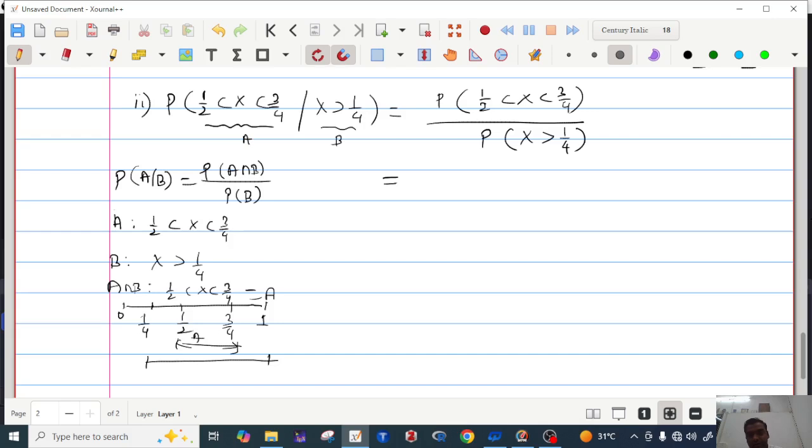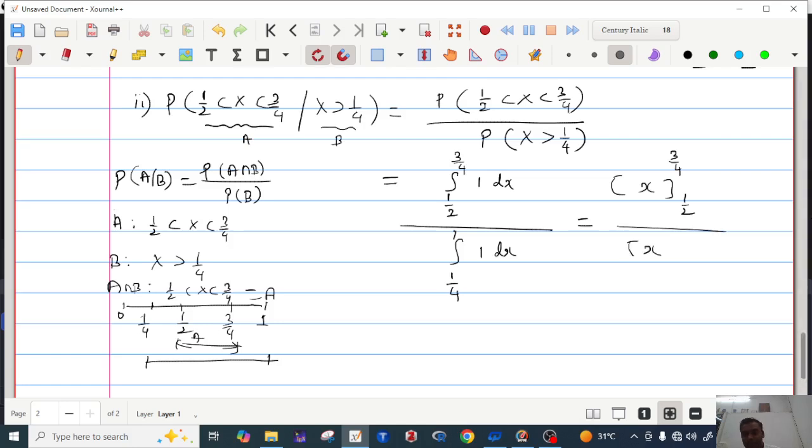How to solve this? Just take the integration from 1 by 2 to 3 by 4 of 1 dx, divided by integration from 1 by 4 to upper limit, which is 1, of 1 dx. The integration of 1 is x. So we get x from 1 by 2 to 3 by 4, divided by x from 1 by 4 to 1. To solve this: 3 by 4 minus 1 by 2, divided by 1 minus 1 by 4.